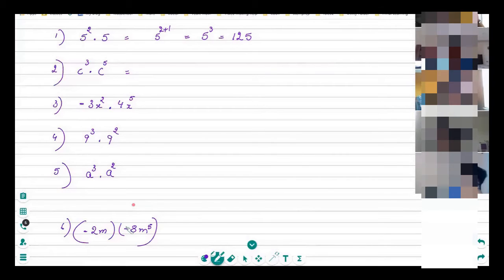Sanjay, what have you done with the next question? So it's c to the same base as the other one. So you add 3 plus 5. So it's 3c to the 8th. Okay. Is there any confusion to anyone in question number 2? No. No. Question number 3, Sophia.